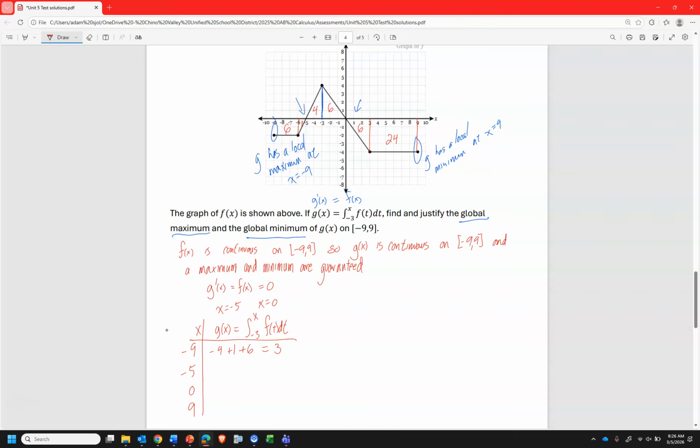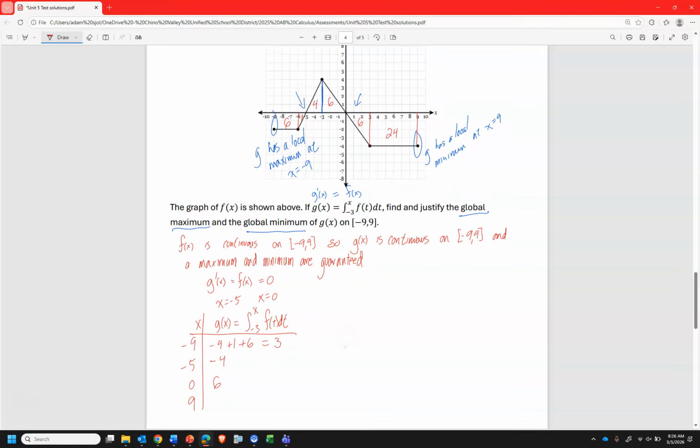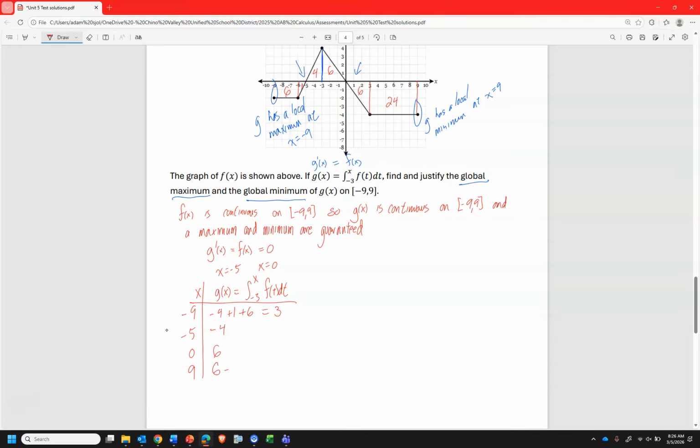Okay, so from -3 to -5, that's simply -4. Negative 3 to 0, that 6 ends up counting as positive. And from negative 3 to 3, well, I guess I could just keep going in line. Negative 6, or 6 minus 24. And hopefully you can see that's minus 24.